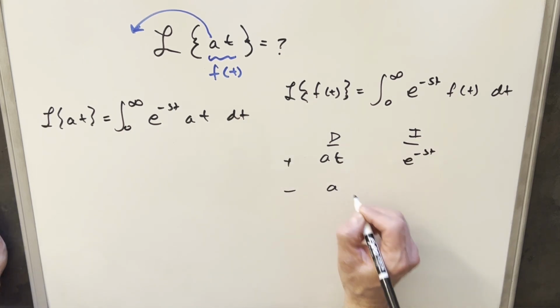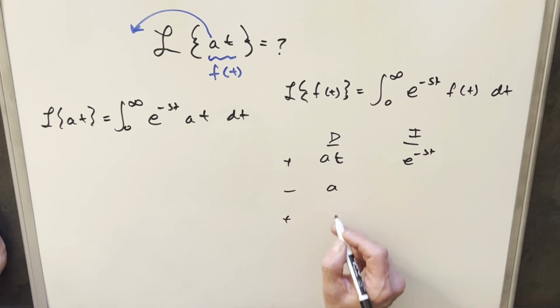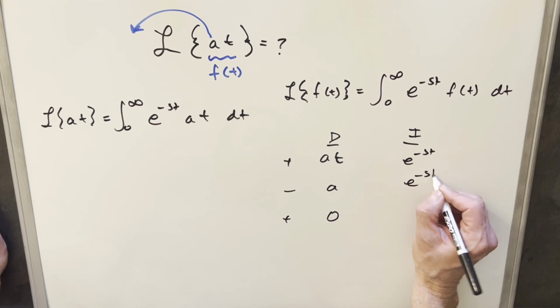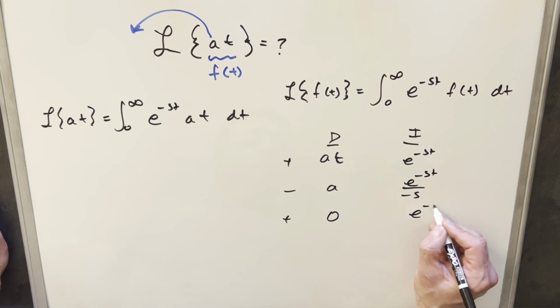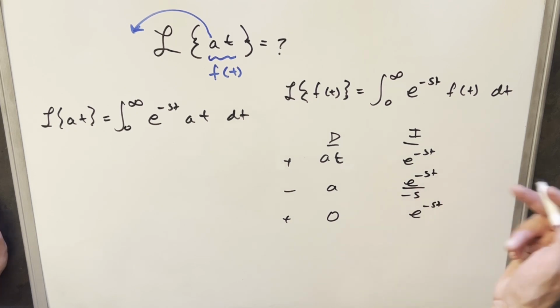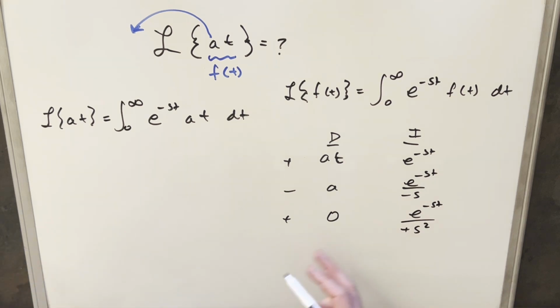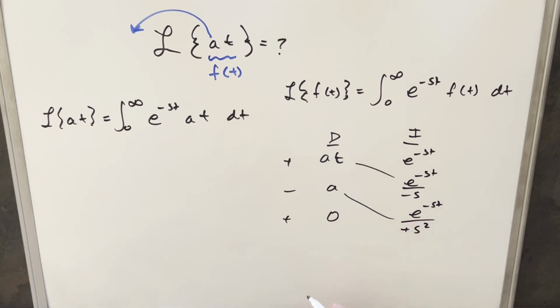Derivative of at is just going to be a, and then taking the derivative again, the derivative of a constant value is just going to be 0. Then here, taking the integral of e to the minus st is going to give me e to the minus st over minus s. And then doing it one more time, we pull out a minus s again, this becomes positive s squared. So then we have a 0 in the last row, so we don't have to integrate this last row because it's just 0, but we'll have our solution here on the diagonals.